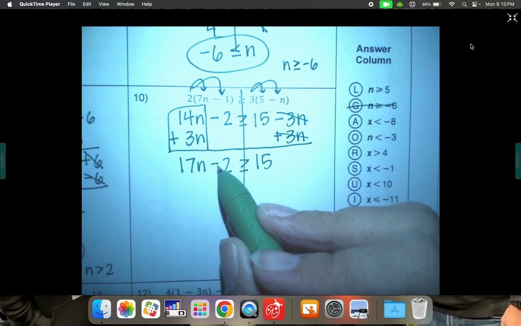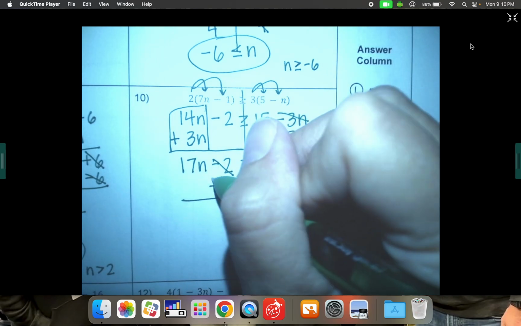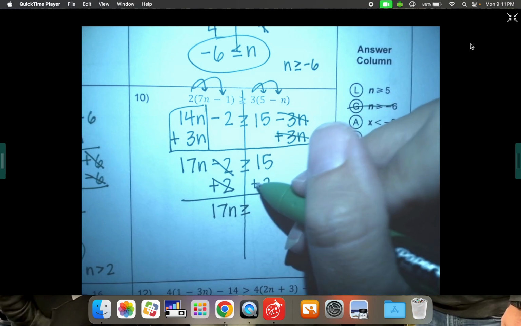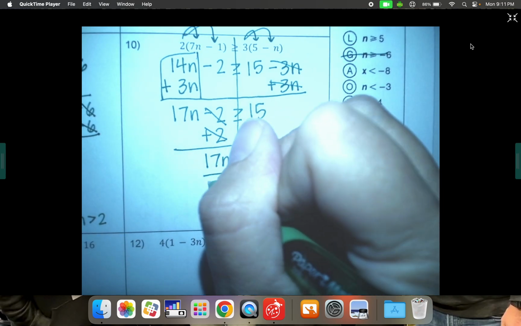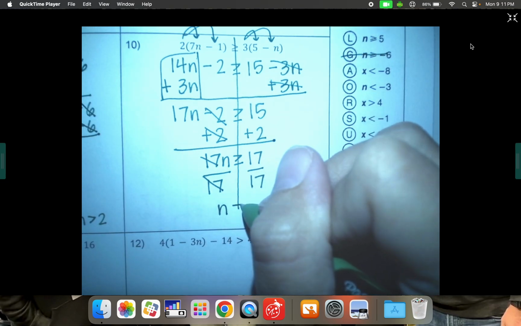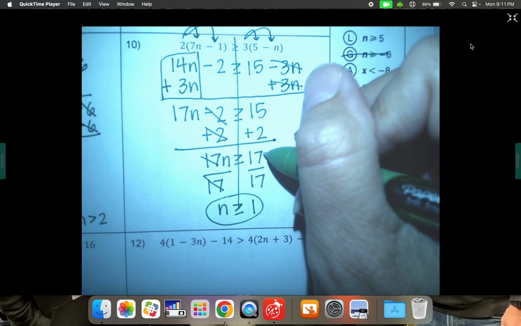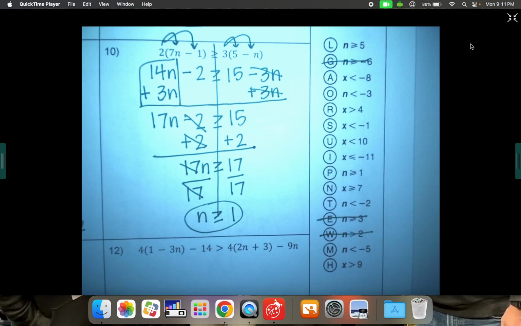Next up, I'm going to get rid of this minus 2 by adding 2 on both sides. Cancel those out. Bring down your 17n and your symbol. 15 plus 2 is 17. This is looking promising. I'm dividing both sides by 17. A lot of people think a number divided by itself is 0, but that's not correct. A number divided by itself is 1. A number minus itself is 0, but divided by is 1. So we're looking for an n is greater than or equal to 1. Right there, P.